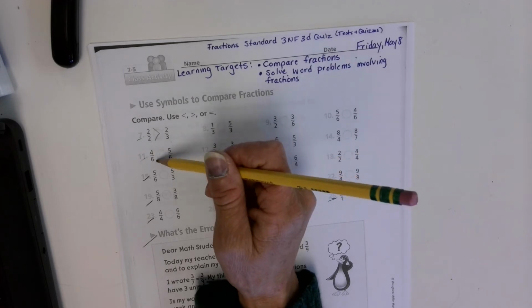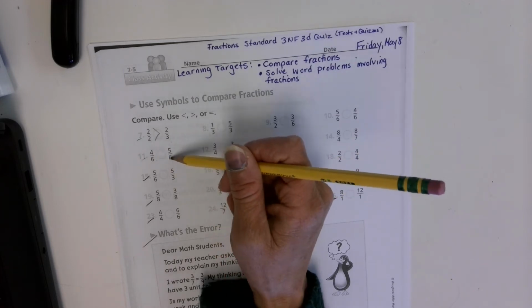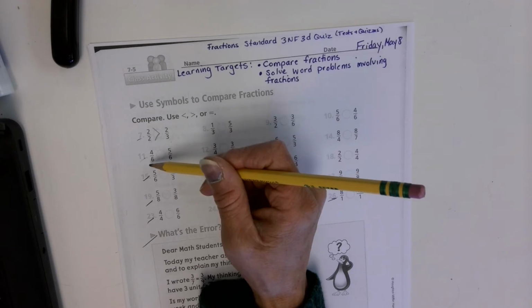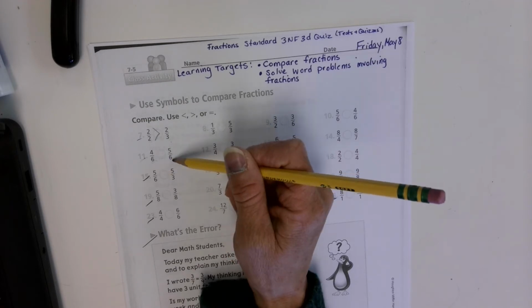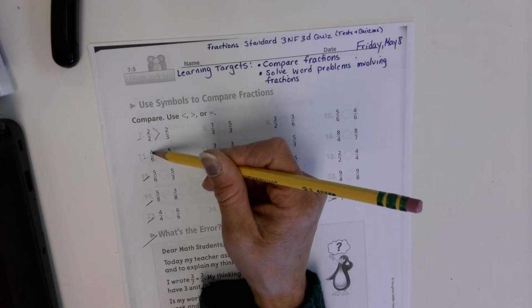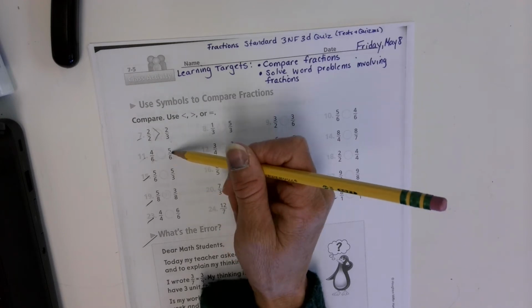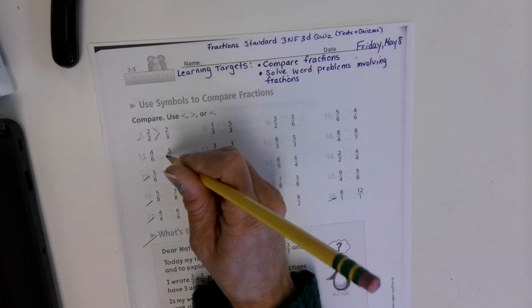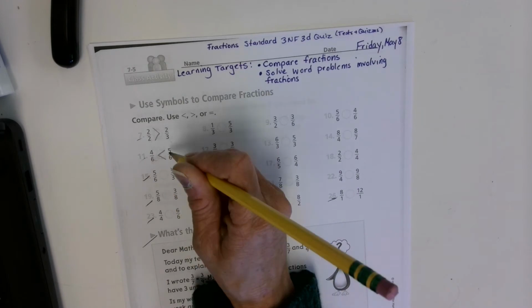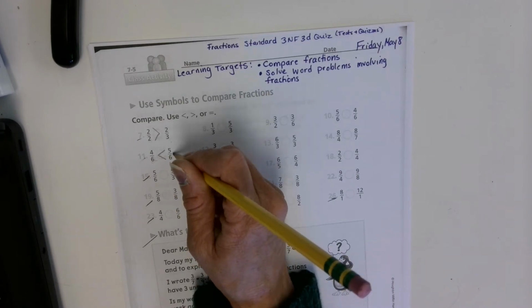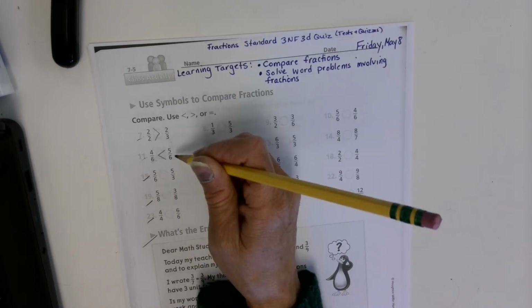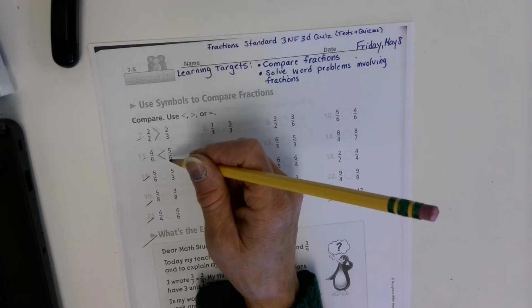Okay, let's look at the next one. 4/6 compared to 5/6. Now we have the same denominator. They're both 6. So now whatever the numerator is, the greater the numerator, the greater the fraction. So the greater gator would rather have 5/6 of a cookie than 4/6, because it wants more.